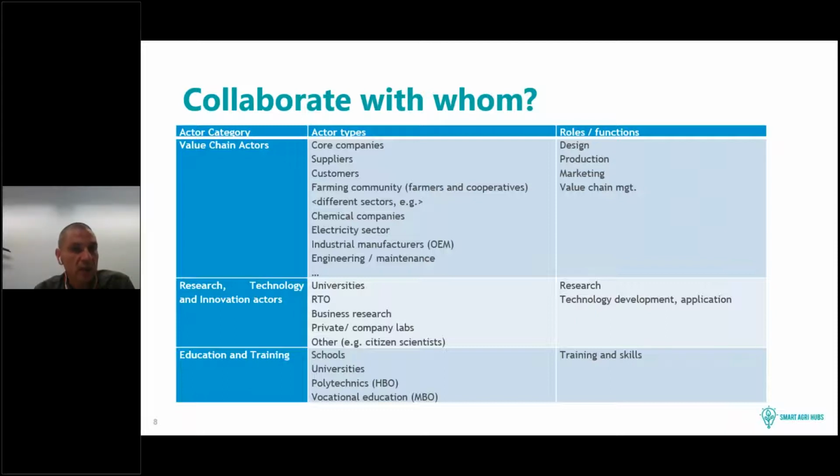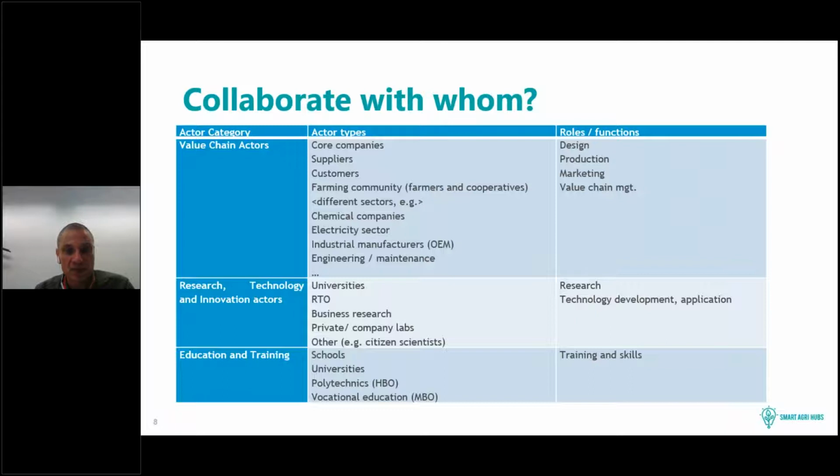Another category would be research, technology, and innovation actors. That would be universities, RTOs, such as TNO, business research organizations, but also private company labs would also fall under this category. What do they do? They do research and development, technology development, and applied research.